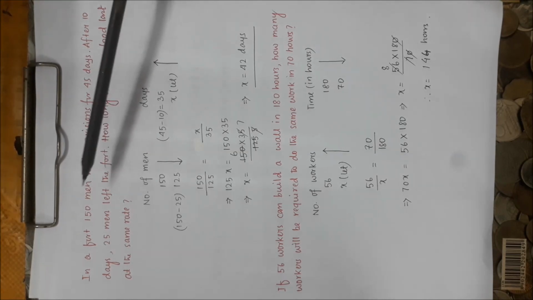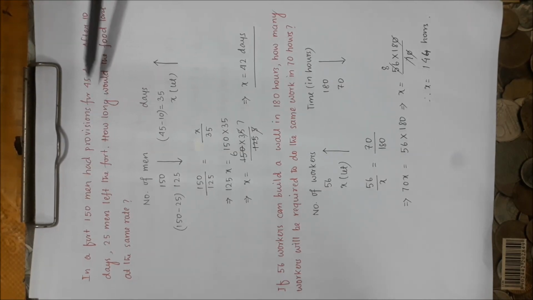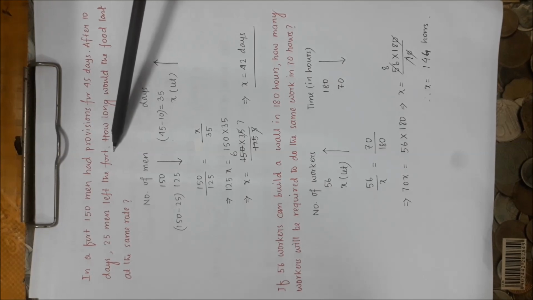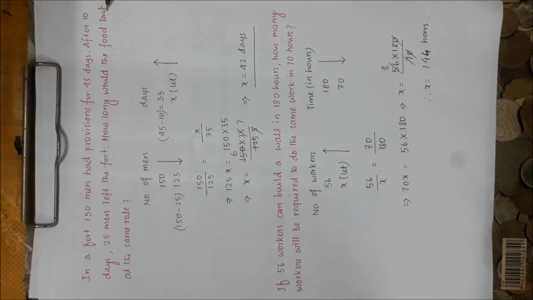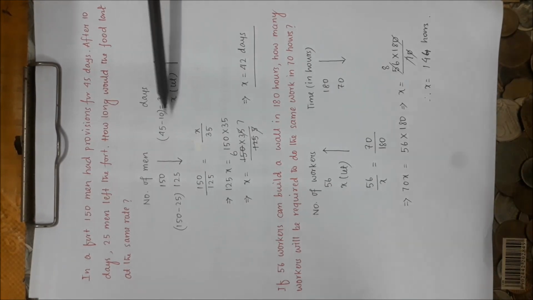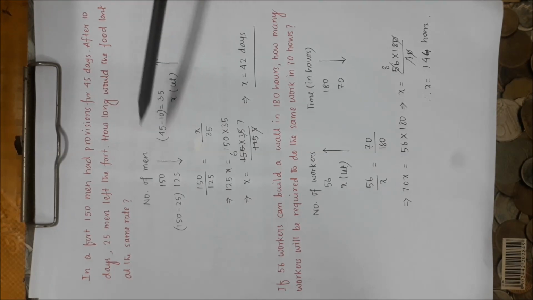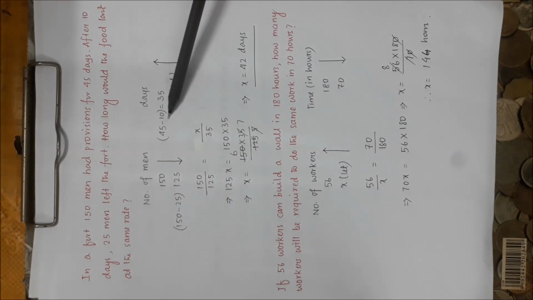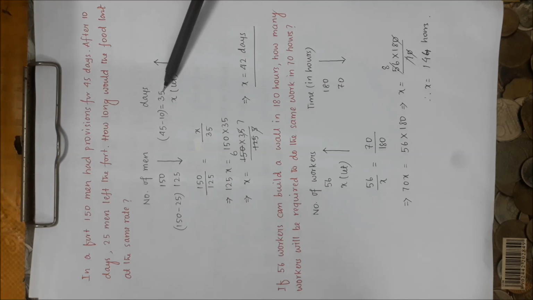In a fort, 150 men had provisions for 45 days. After 10 days, 25 men left the fort. How long would the food last at the same rate? Now see, students, here 150 men had provisions for 45 days. After 10 days, there was a change made. Whatever the changes were, they were made after 10 days. So we start the problem by subtracting the first 10 days. So the number of men is given and days is given: 150 men and the provision had for 45 minus 10, that is 35 days.